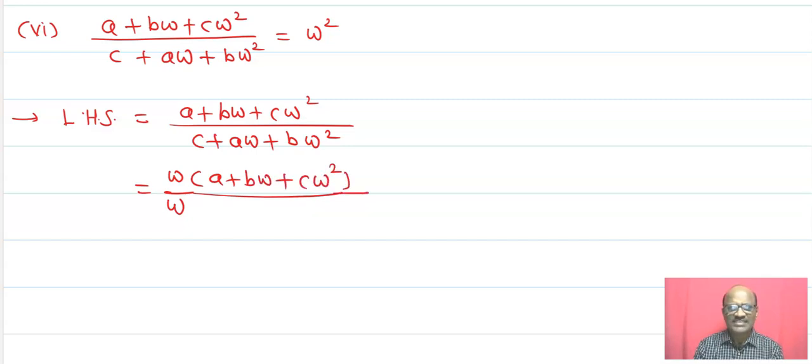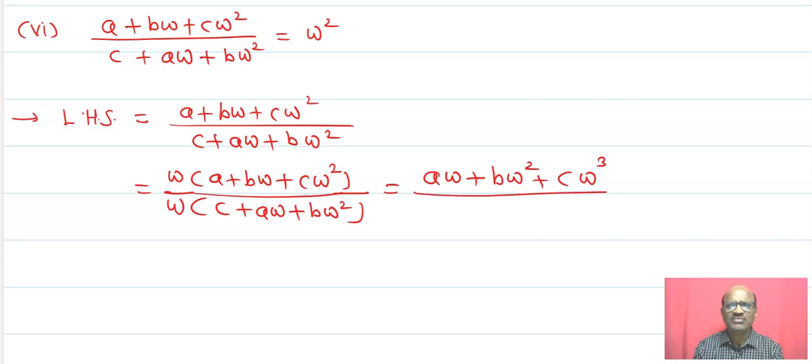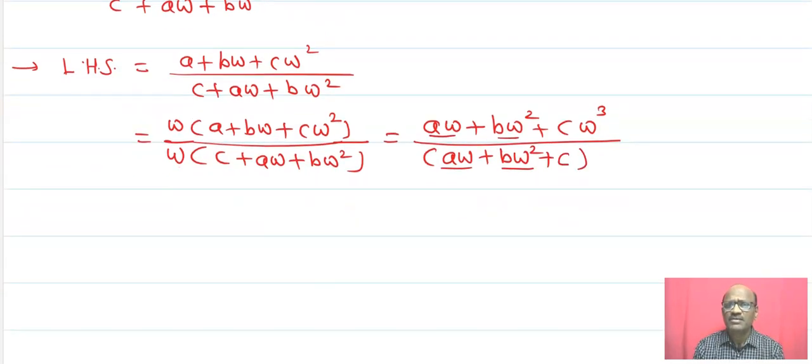You can adjust it like this. Multiply the numerator and the denominator by omega. Then what are you getting? That is A omega plus B omega square plus C omega cube. And what's happening to the denominator? Keep that as it is. That is A omega plus B omega square plus C into omega into omega. Therefore, the numerator bracket and denominator bracket both are the same.